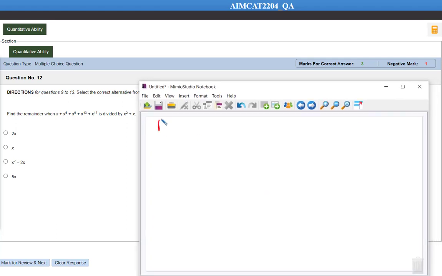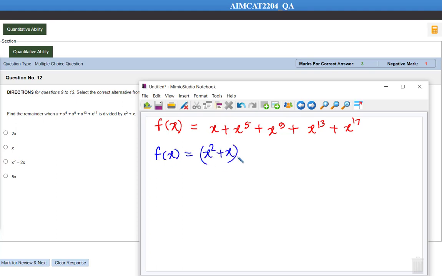Over here, let's say f of x is equal to x plus x to the power 5 plus x to the power 9 plus x to the power 13 plus x to the power 17. Let's use the formula: dividend is equal to divisor into quotient plus remainder. So over here the dividend is f of x, equal to the divisor x square plus x into the quotient q of x, and the remainder. Look here, if the divisor is a quadratic equation, the degree of the remainder is always 1 less than the degree of the divisor. So the remainder has to be a linear equation, that is ax plus b.